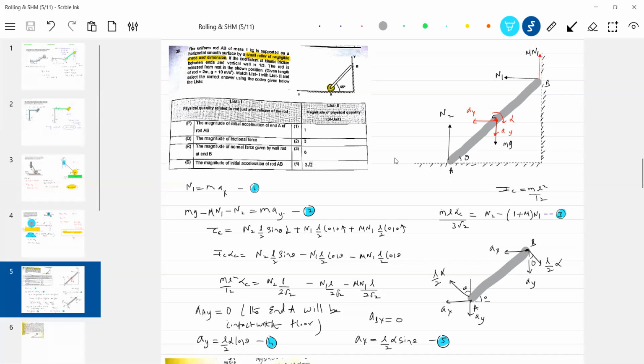You could have avoided that small roller. You would have just made the horizontal surface smooth and the vertical wall rough, and you could have continued the problem.